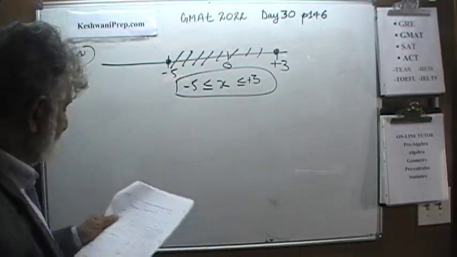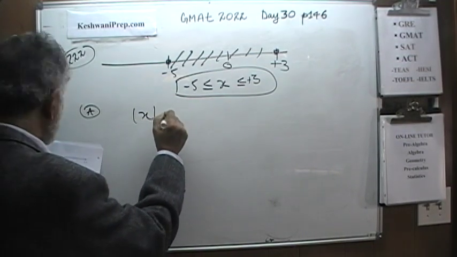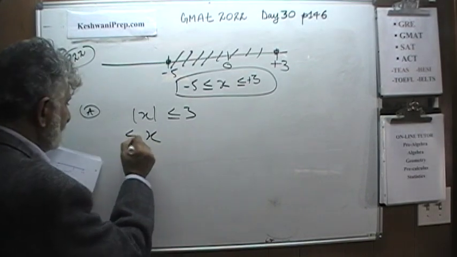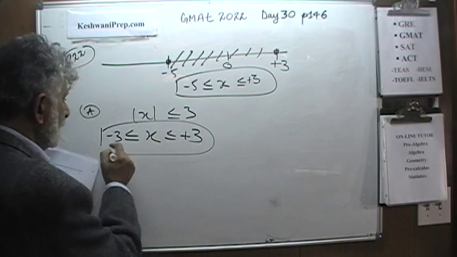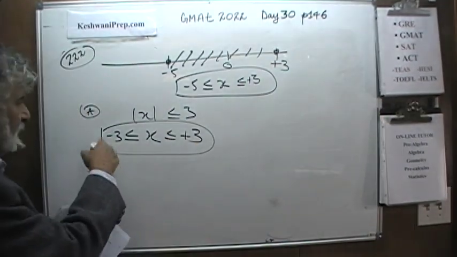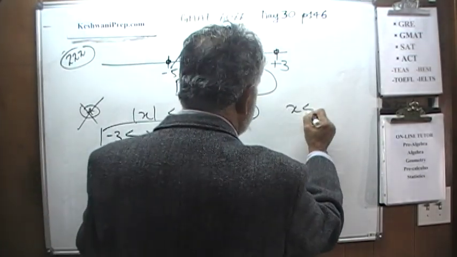A and B are quite straightforward. Answer choice A says that x is less than or equal to 3, which is not going to work because what this gives us is that x is going to be greater than or equal to -3 or less than or equal to +3. And as you can see, this is -5 and +3. This part is 3, but this is -3. It does not work.